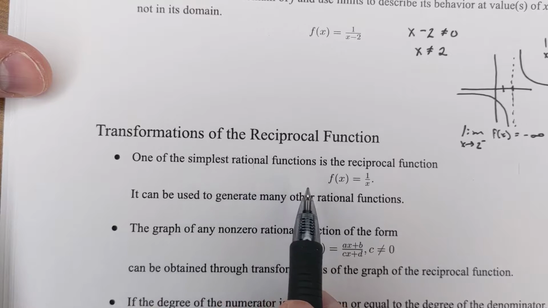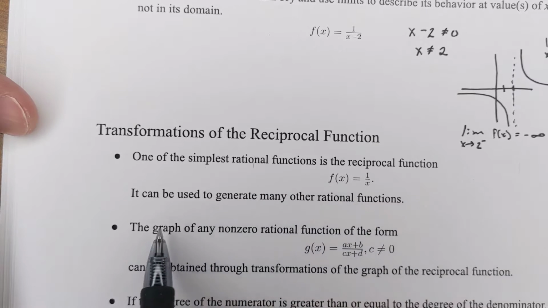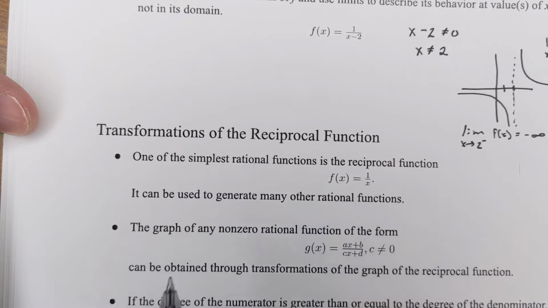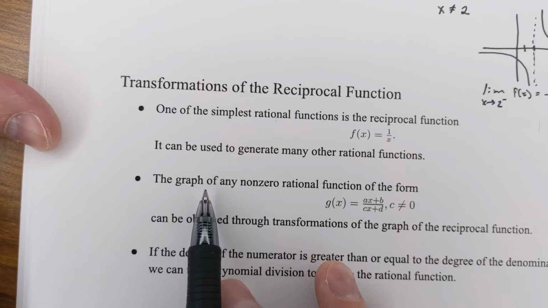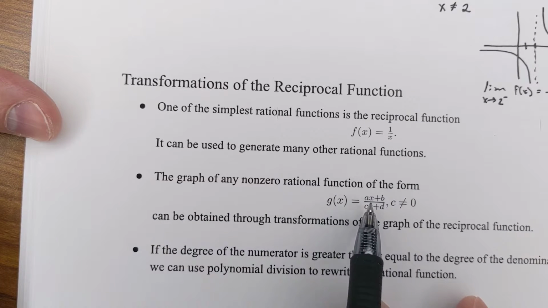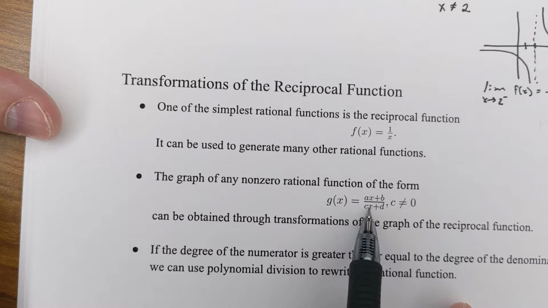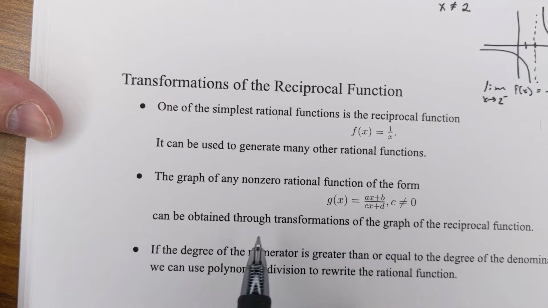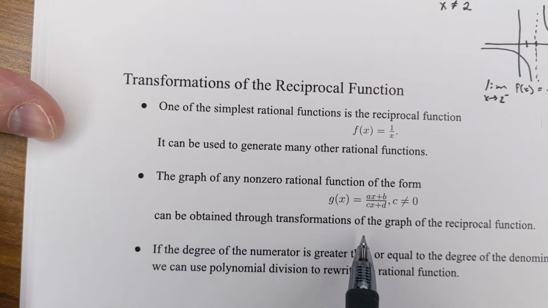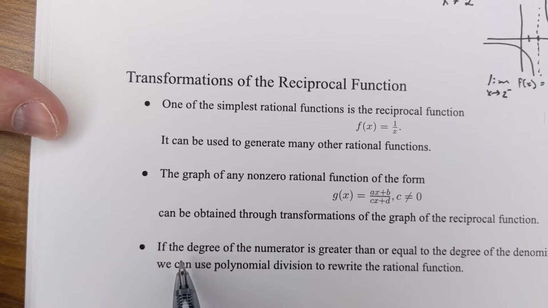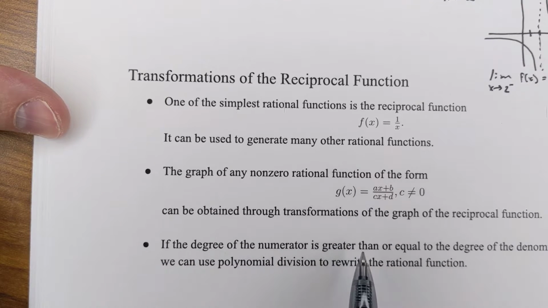Okay, transformations. One of the simplest rational functions is the reciprocal function, 1 over x. That can be used to generate many of the other rationals. The graph of any non-zero rational function of the form ax plus b over cx plus d, where c is not 0, because then you don't actually have a rational since there's no x in the denominator, can be obtained through transformations of the graph of the reciprocal function. If the degree of the numerator, the top, is greater than or equal to the degree of the denominator, the bottom, we can use division to rewrite the rational.